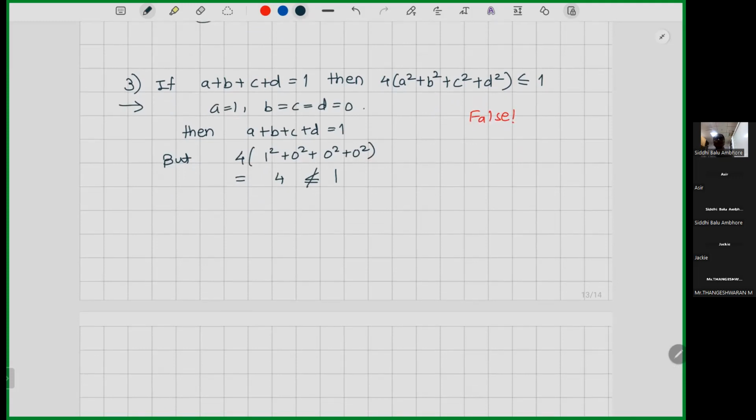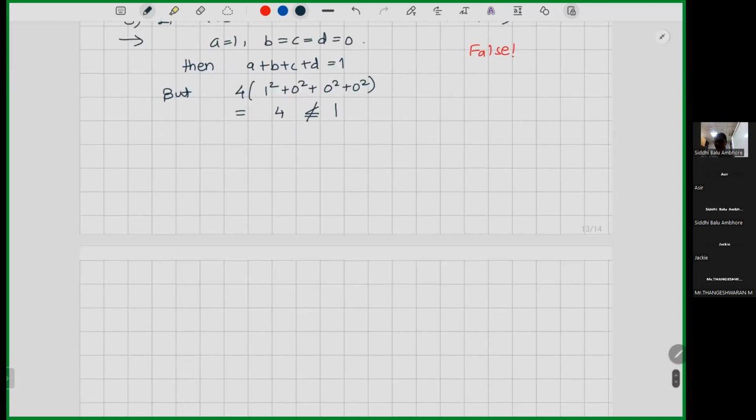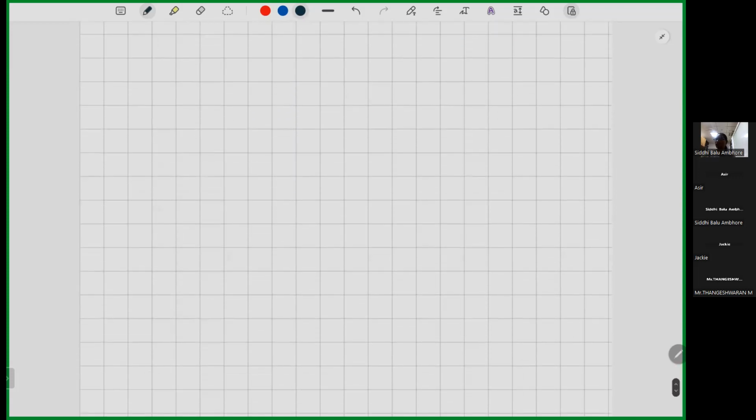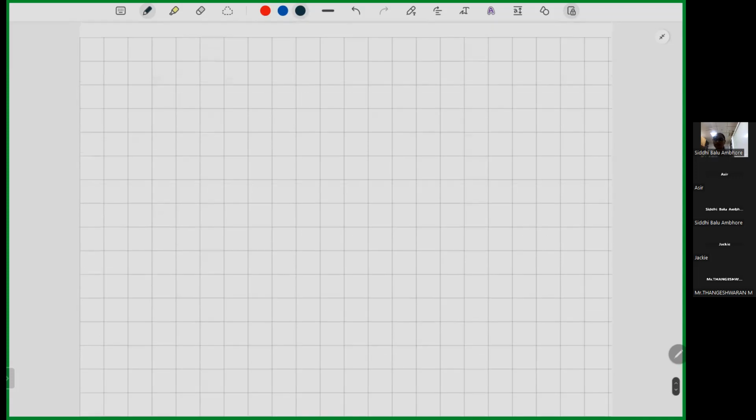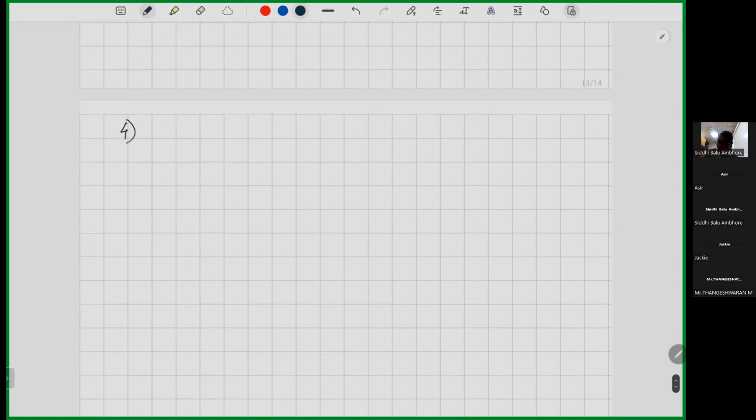Is it clear? We can have many such examples, but this was the simplest one which I found. So we are over time, but this one we will solve. This is the last one of the same kind.